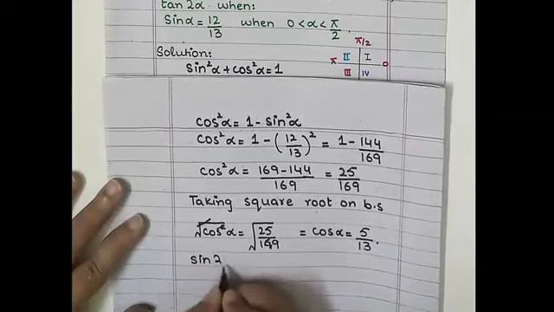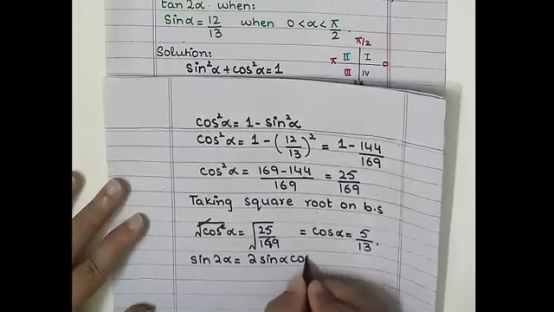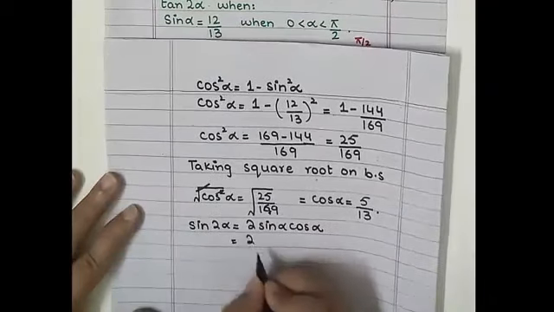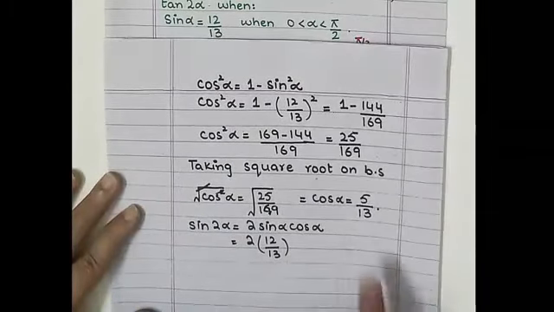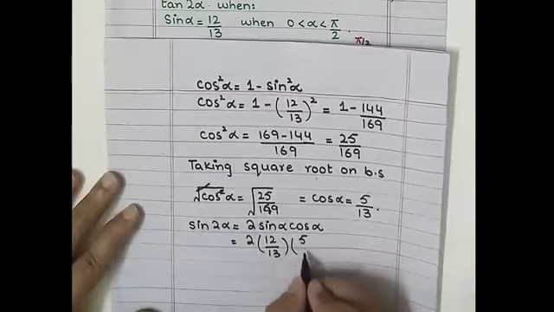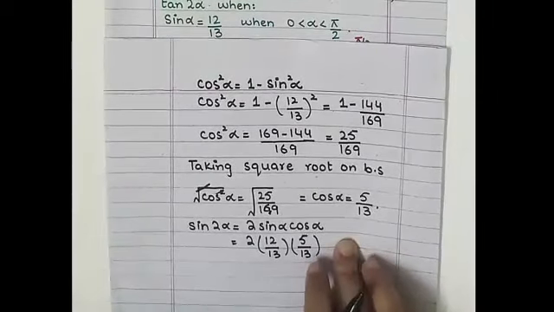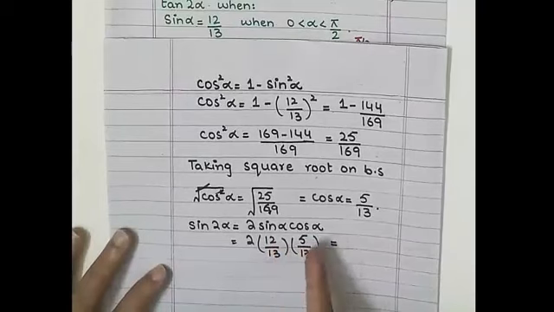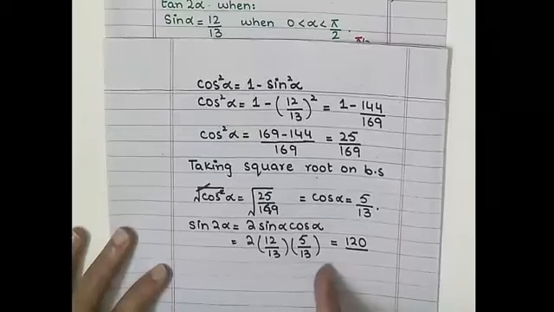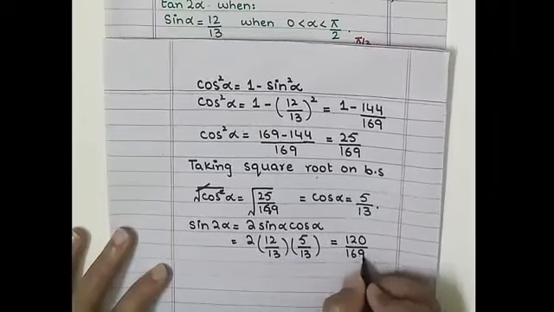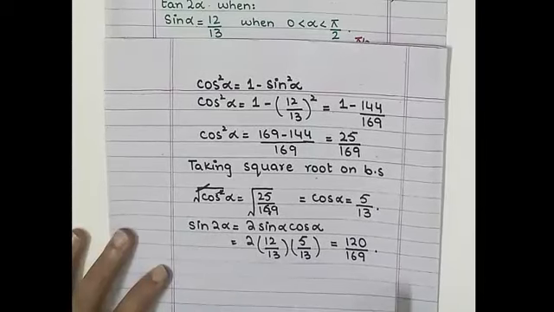Sine 2 alpha is equal to 2 sine alpha cos alpha. So this is 2. The value of sine alpha is 12 over 13. The value of cos alpha is 5 over 13. So we have put the values in the formula. 12 times 5 is 60 and 2 times 60 is 120, over 13 into 13, which means 169. So the value of sine 2 alpha is 120 over 169.